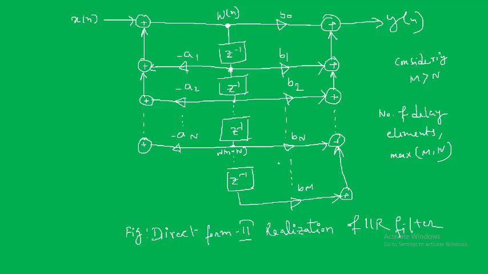We have considered in this case that m is greater than n. We can have it the other way also. Whichever is higher, that many delay elements we need to use. So here we are using the multipliers for the different coefficients, and finally we are getting the output y of n by merging figure 1 and figure 2. So this realization is called direct form 2 realization.